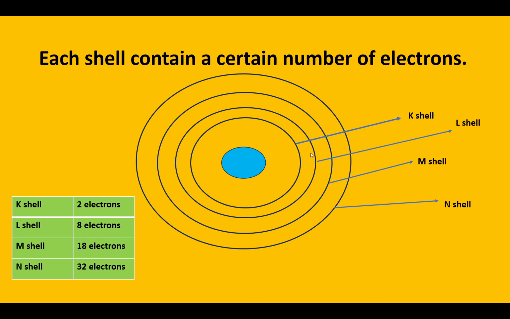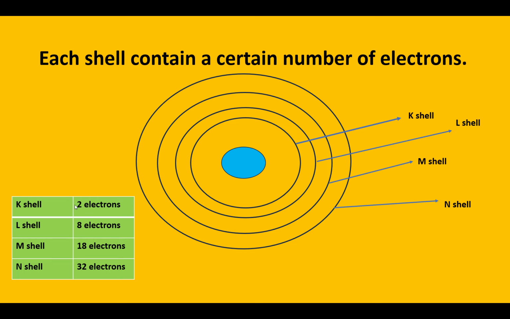There are a specific number of electrons present in every shell, and each shell is given a specific name. The first shell around the nucleus is known as the K shell, then the second shell is the L shell, the third shell is the M shell, and the fourth one is the N shell. Here I have just drawn four shells. In larger atoms, there can be further O, P, Q shells. But in today's video, we will be talking about K, L, M, and N shells.